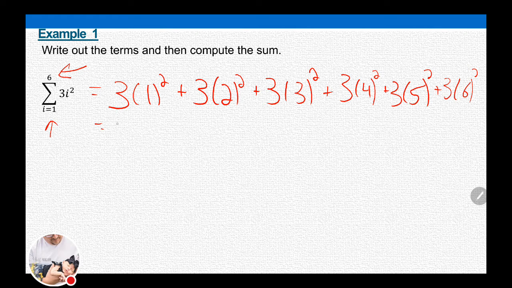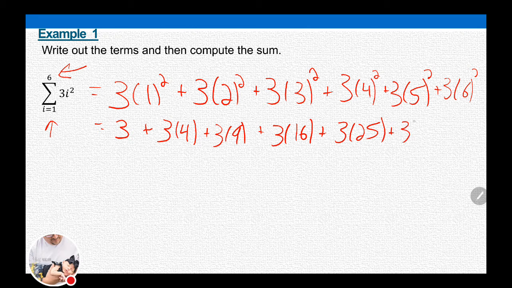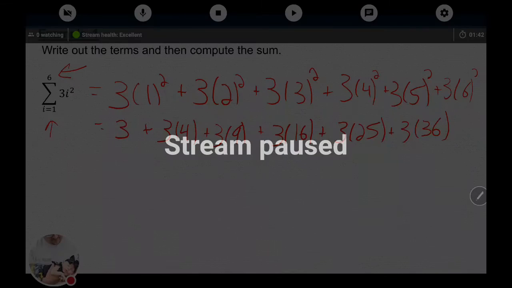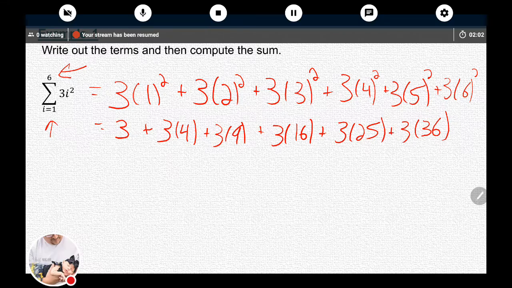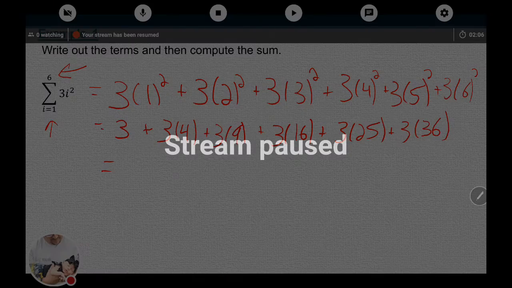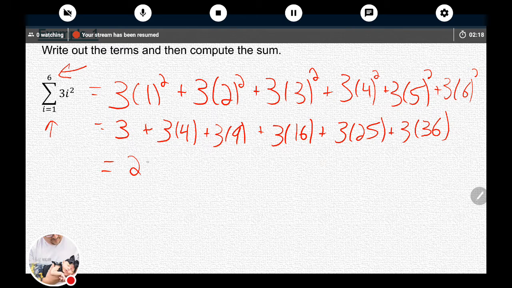Alright, so if we do that, we end up with 3 plus 3 times 4 plus 3 times 9 plus 3 times 16 plus 3 times 25 plus 3 times 36. And we end up with 273.